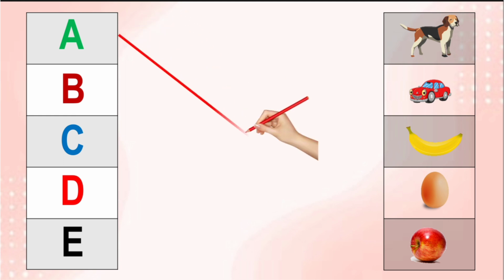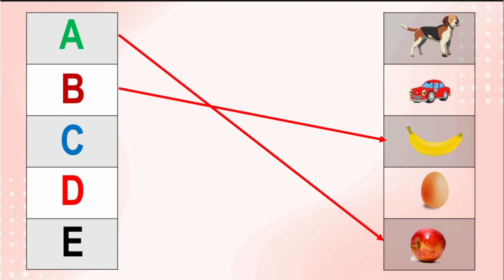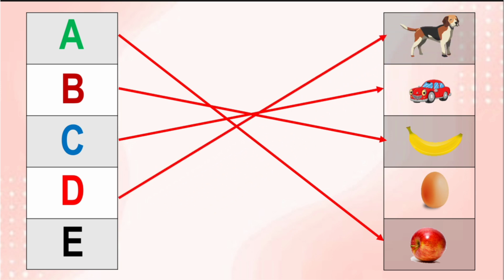A for apple. B for banana. C for car. D for dog. E for egg.